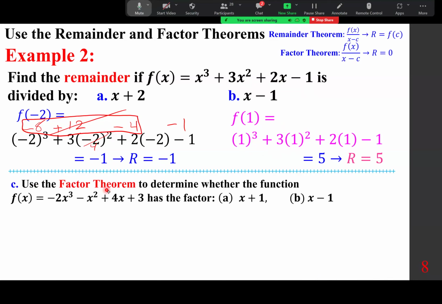Use the factor theorem to determine whether the function f of x equals minus 2x cubed minus x squared plus 4x plus 3 has the factor x plus 1, x minus 1. For x plus 1, we have to evaluate f of negative 1. F of negative 1 means negative 2 times negative 1 cubed minus negative 1 squared plus 4 times negative 1 plus 3.